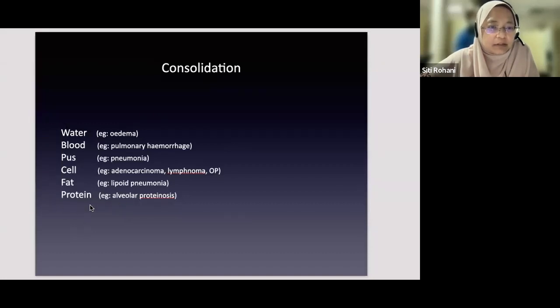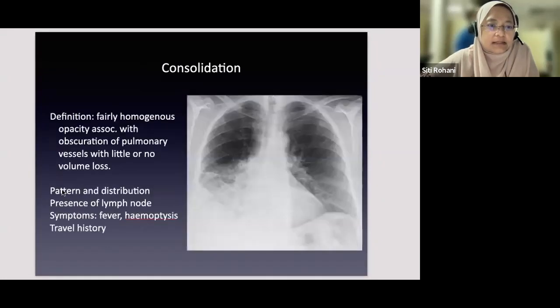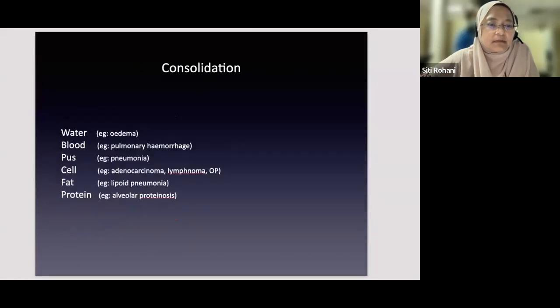So there are a lot of things going on with chest X-ray opacification, which is consolidation. We cannot tell which one is which based on only one chest X-ray. That's why the other associations, such as pattern and distribution, presence of lymph nodes, history, fever, and travel history, are very important for us to differentiate between the differential causes of consolidation.